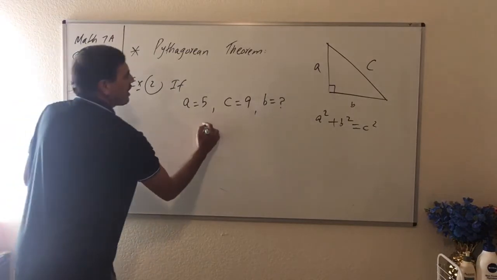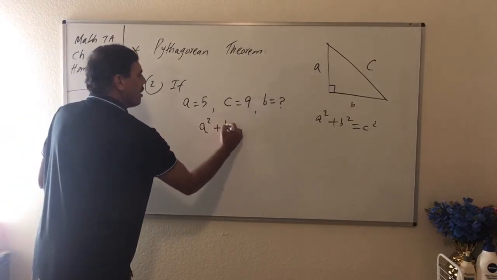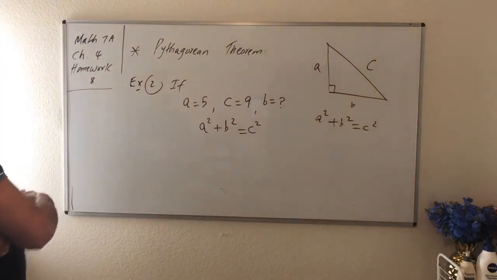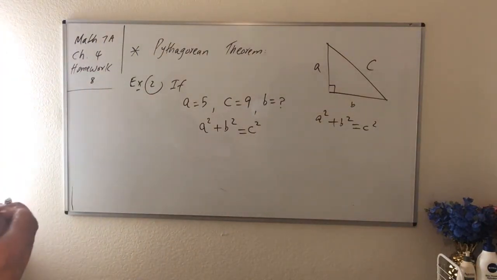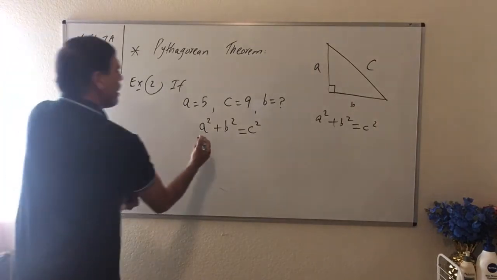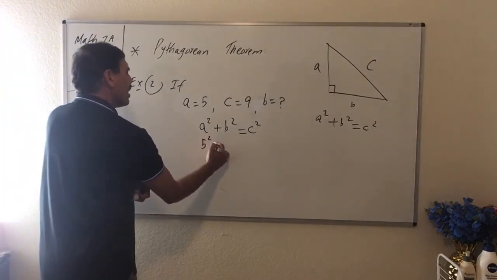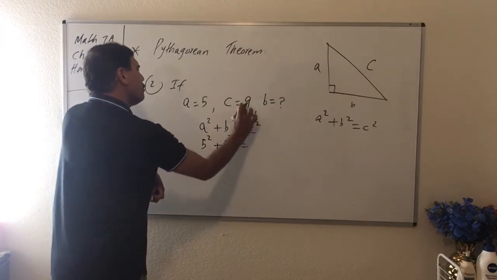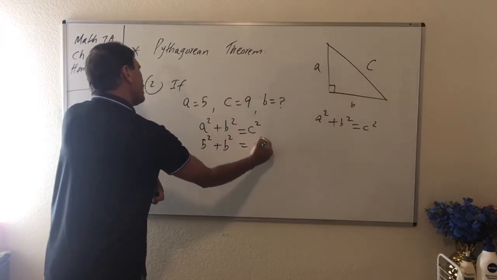Here is the formula again: A squared plus B squared equals C squared. Again, we are assuming every dimension given is for a right triangle. So A squared means 5 squared, plus we don't know B, so B squared, equals C squared. C is 9, so 9 squared.